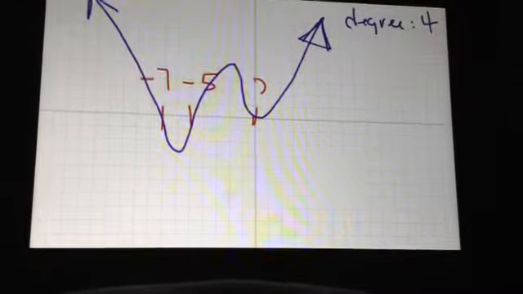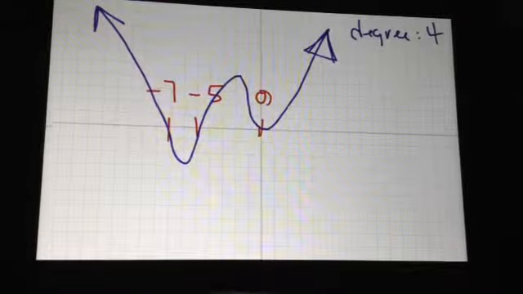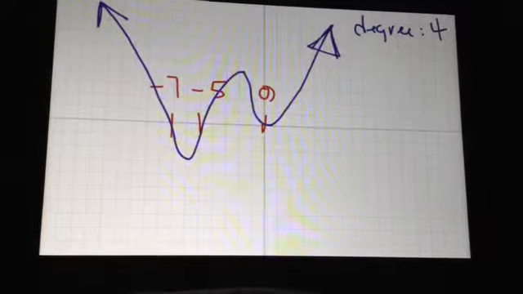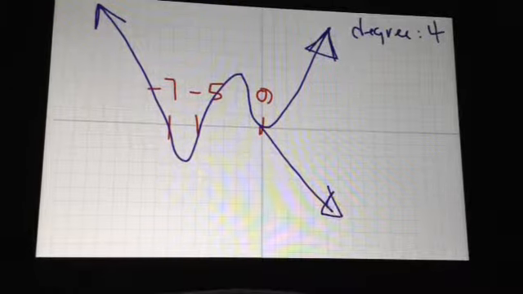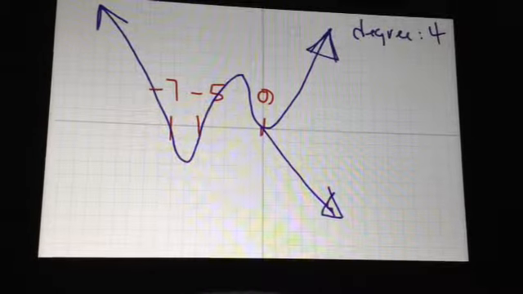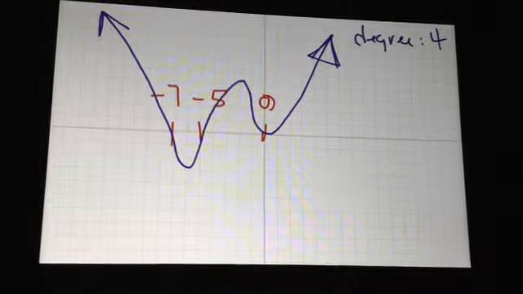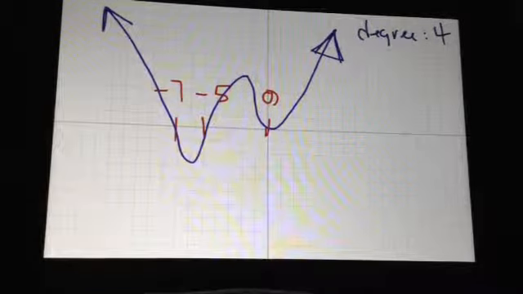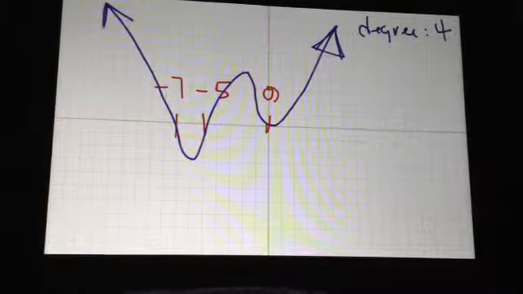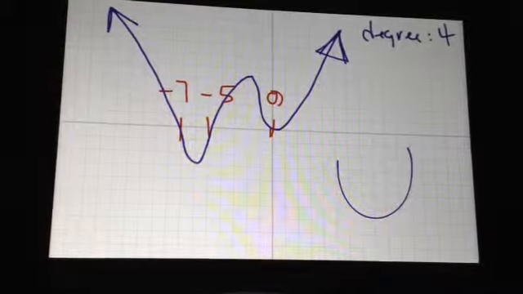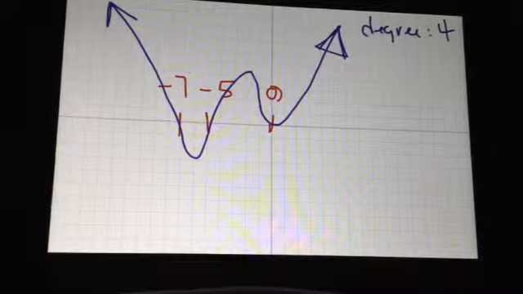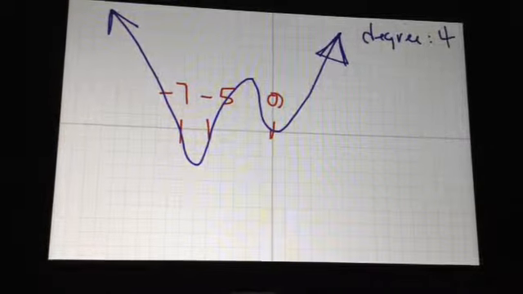See, if we did just go through that one, we would end up going through it and down, and then our arrows would be pointed different ways. And we don't want that because we have a degree of 4, which is even, and we have a positive A value, so it's open like that.